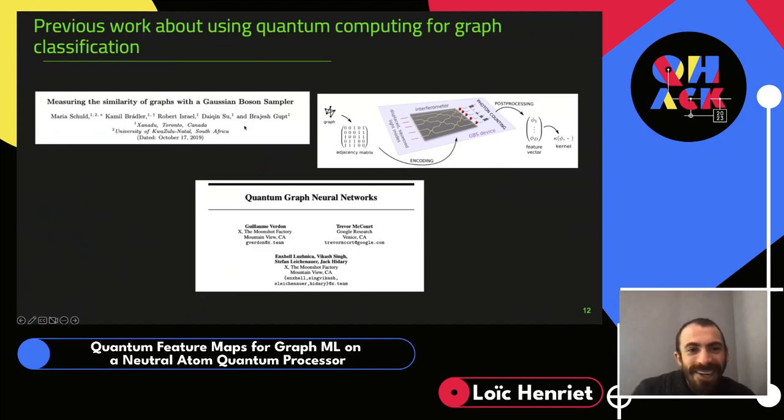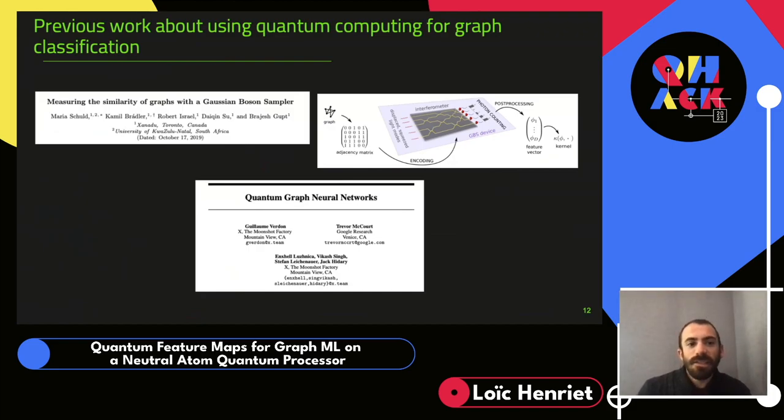There are others out there. First, work using a GBS at Xanadu, where you can extract a probability distribution with photon counting at the end of a large interferometer. And second, work at Google called the QGNN, where variational circuits take into account the topology of the input graph. So those are works that were pioneering in the field.